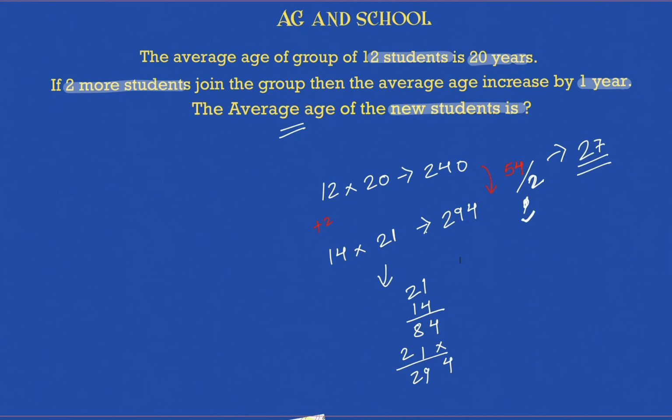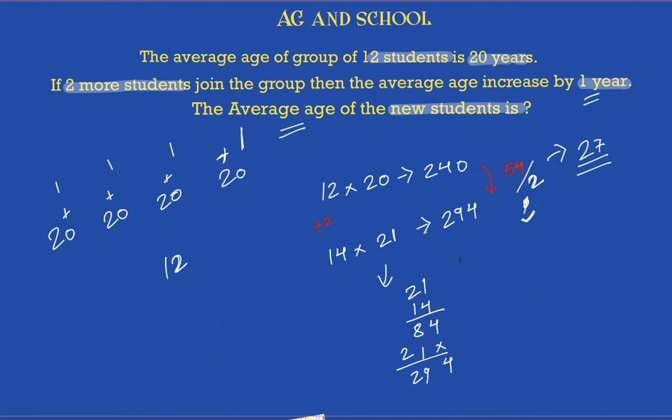Now how will you solve it by the shortcut that we have studied till now? You will say that 20 was the initial average age of all the 12 students. Now you add 1, because 2 students add 1. So now the new average becomes 21. So these 2 students have given 12, just like the previous scenario.